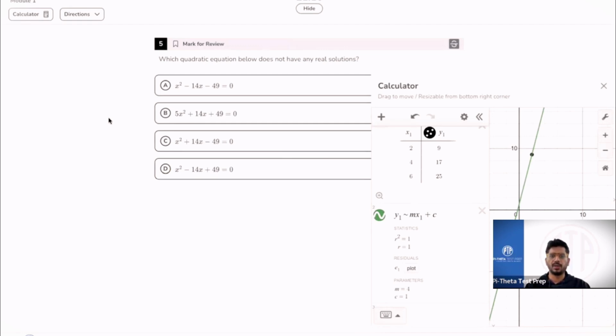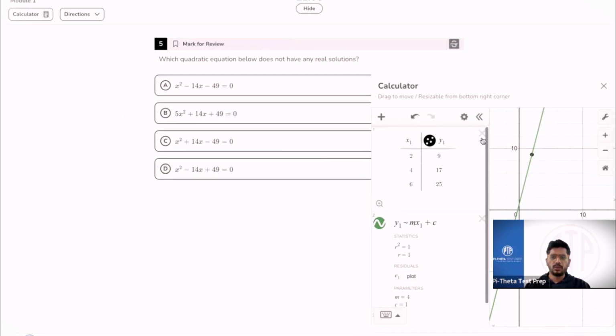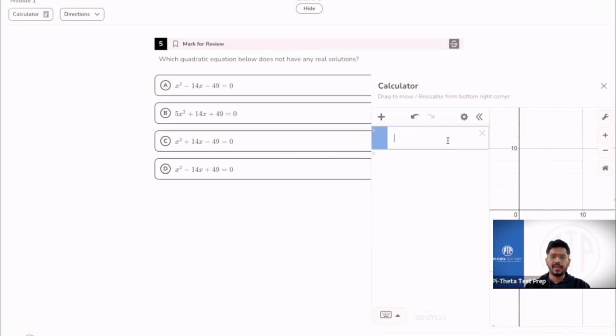Which quadratic equation below does not have any real solution? Does not have any real solution implies that this equation, if you observe, will create a parabola, right? Because it's a quadratic equation. If it's a quadratic equation, that means there will be a curve. It's not a linear function, it's a quadratic function. You will get a parabola. Now that parabola, if it is not cutting the x-axis, whether it's an upward opening parabola or a downward opening parabola, if it's not cutting the x-axis, that means it will not have a real solution.